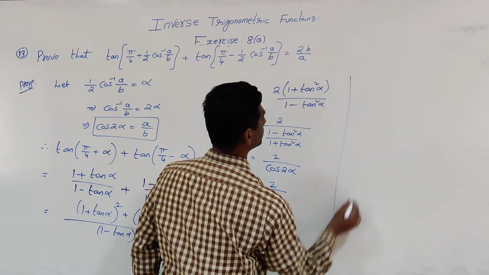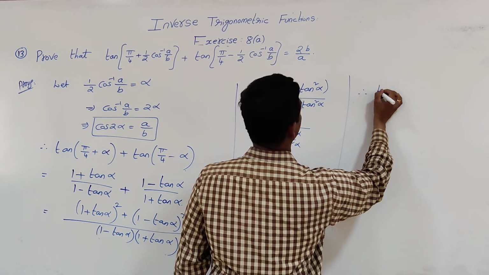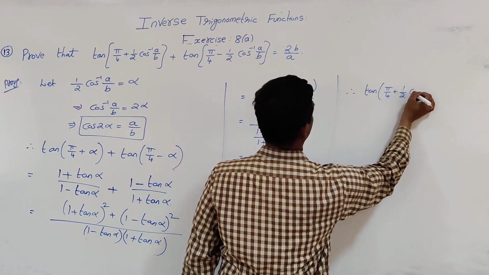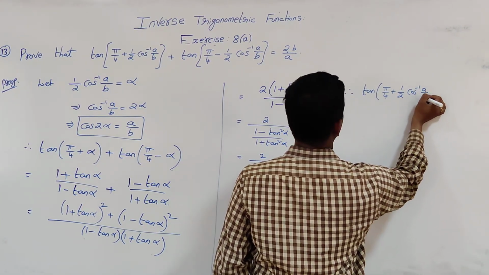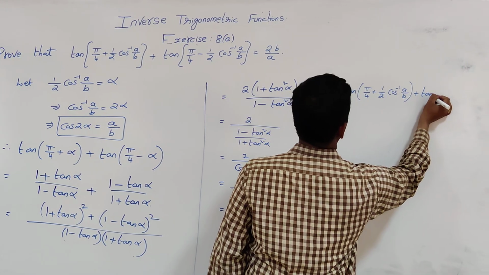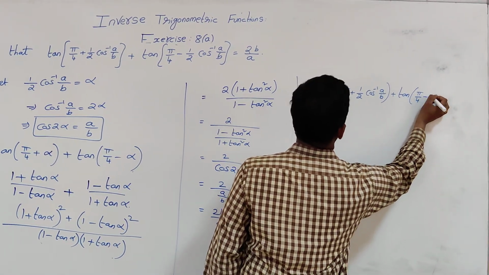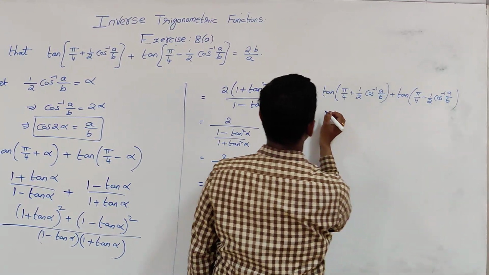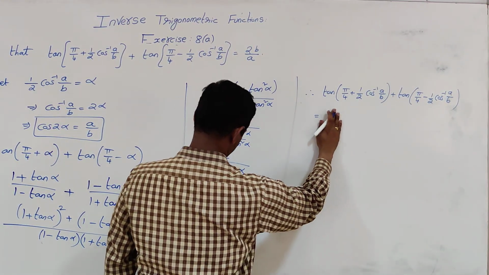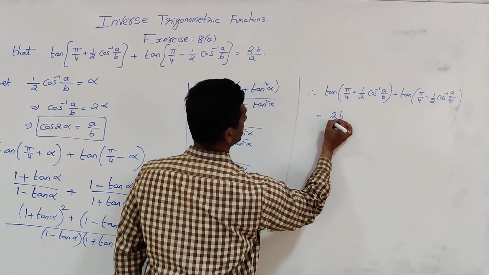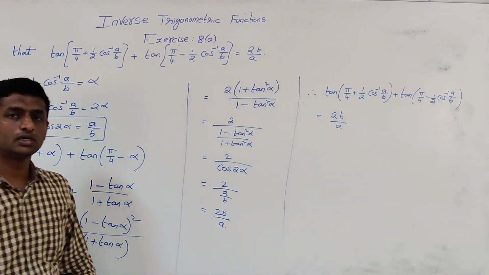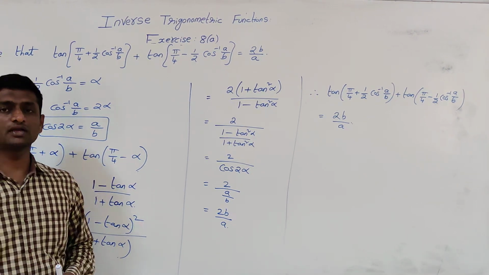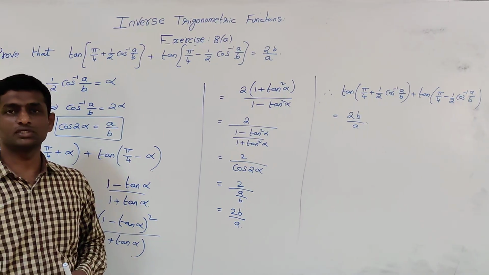So therefore tan of pi by 4 plus 1 by 2 cos inverse of A by B plus tan of pi by 4 minus 1 by 2 cos inverse of A by B is equal to 2B by A. So these are the problems of exercise 8A. Again we will come back with a few more questions from the same exercise. Thank you.